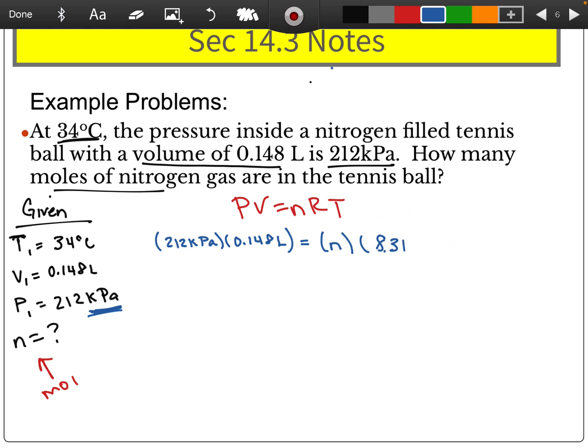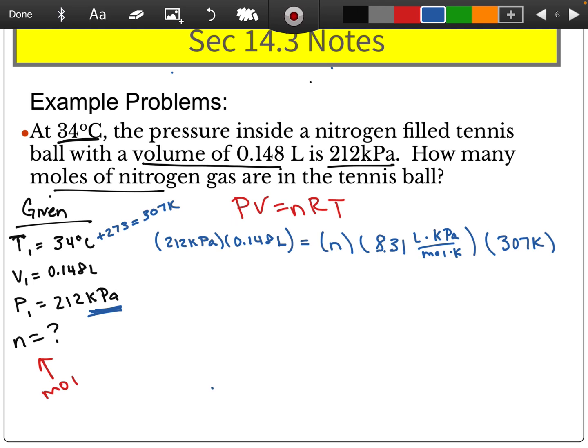So we're going to plug in 8.31 and then liters times kPa, I almost wrote in the wrong unit, over moles times Kelvin. And then times temperature, which we have to add 273, so this is going to be 307 Kelvin. So then this would be your initial setup.